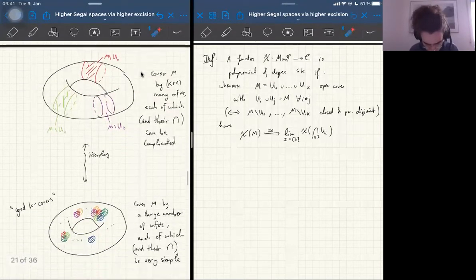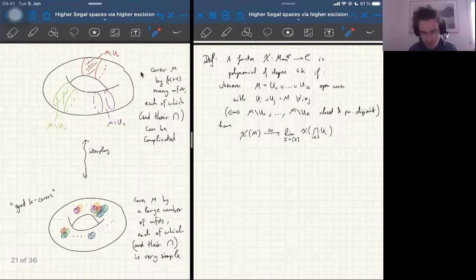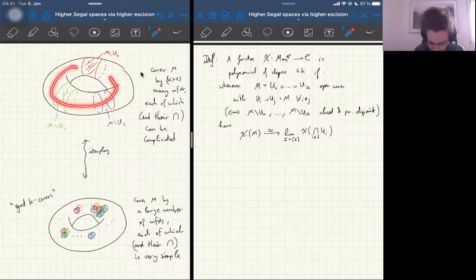So here I have a picture on the left, which somehow explains a little bit this interplay which goes on in manifold calculus. Here I have three closed sets which are pairwise disjoint, and then their complements will be these U's. And so what I can do is I have my manifold, and I can cover it by a small number of pieces, in this case exactly 3 pieces, but these pieces themselves might still be kind of complicated, and their intersections might still be kind of complicated. But then to evaluate on M, I can just evaluate on these pieces and put it back together.